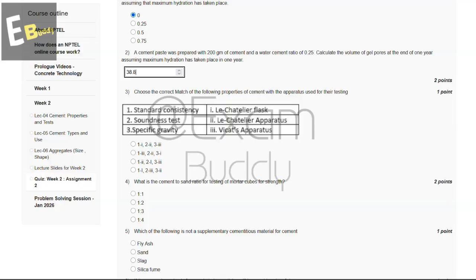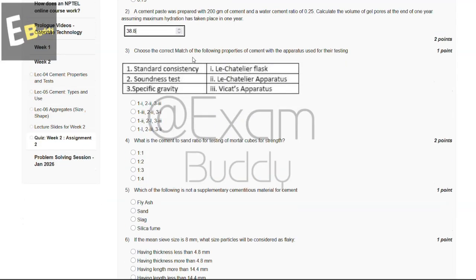And now let's go to our question number 3. Choose the correct match of the following properties of cement with the apparatus used for their testing. So these are the options, and the answer of our third question is B.